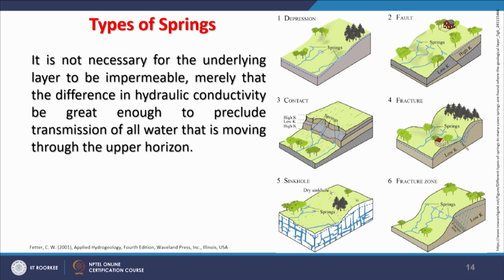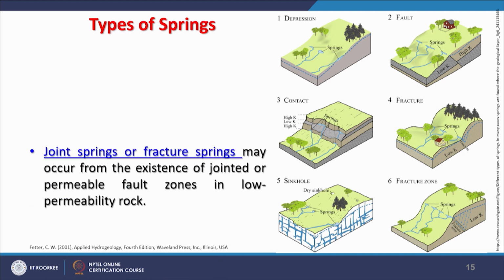One other important thing is that it is not necessary for the underlying layer to be impermeable. There may be some other kinds of arrangement where merely a difference in the hydraulic conductivity is great enough to preclude transmission of all water that is moving through the upper horizon. So, that will also cause a contact spring.